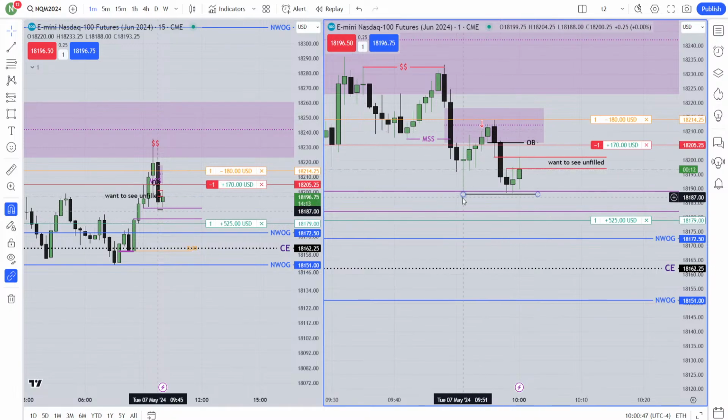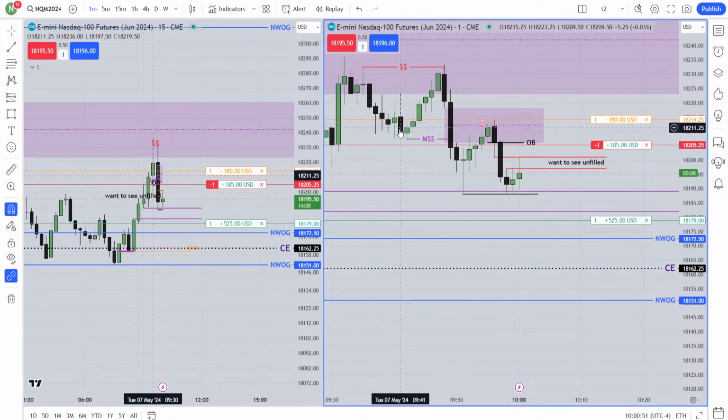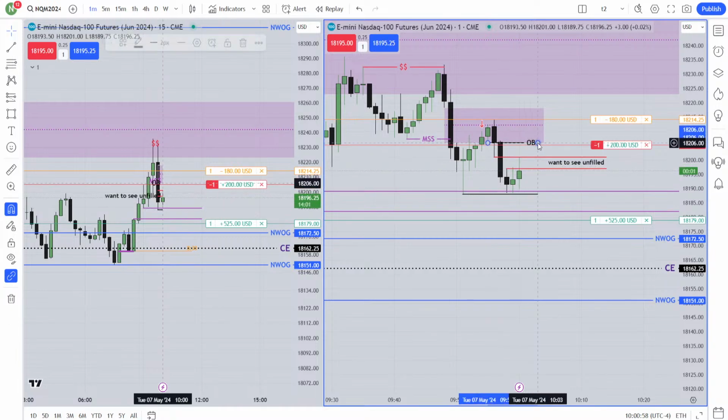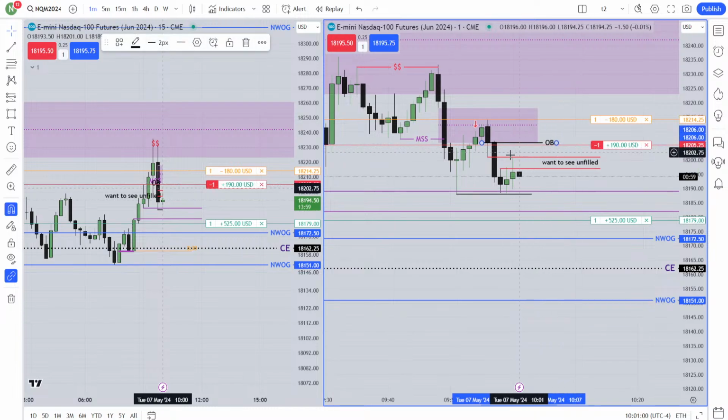The first reaction sends the price until the fair value gap or the breaker around that area, this breaker. The second reaction can send it until the order block one more time. This is the order block, so it can send the price until the order block one more time. If it failed, then it will keep going lower.